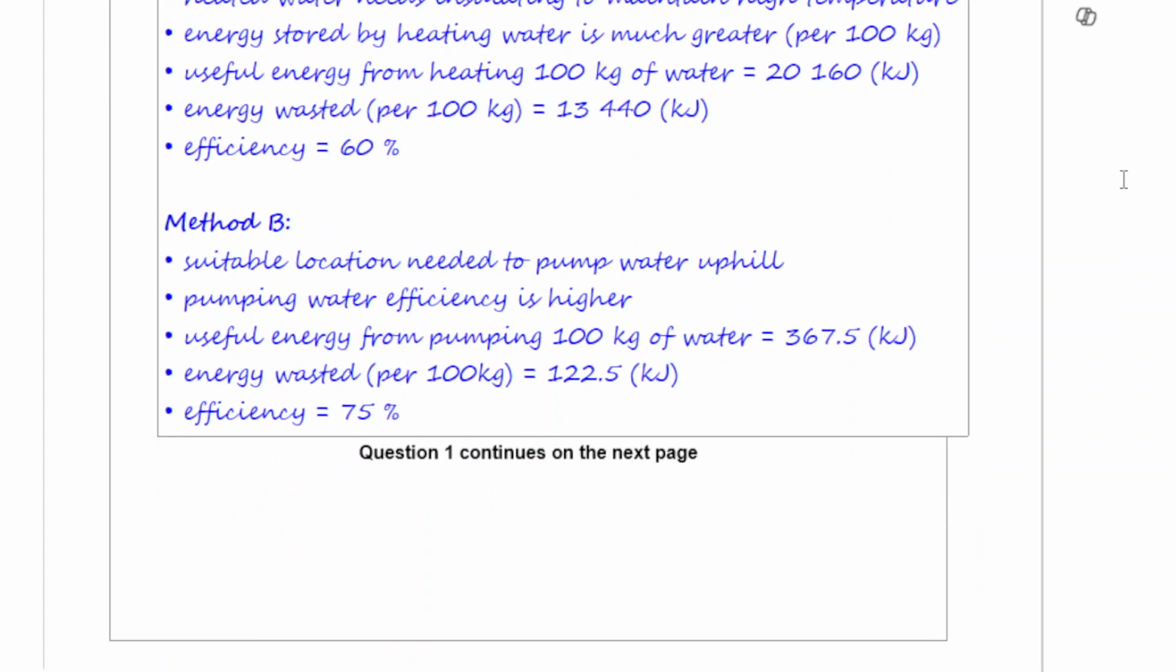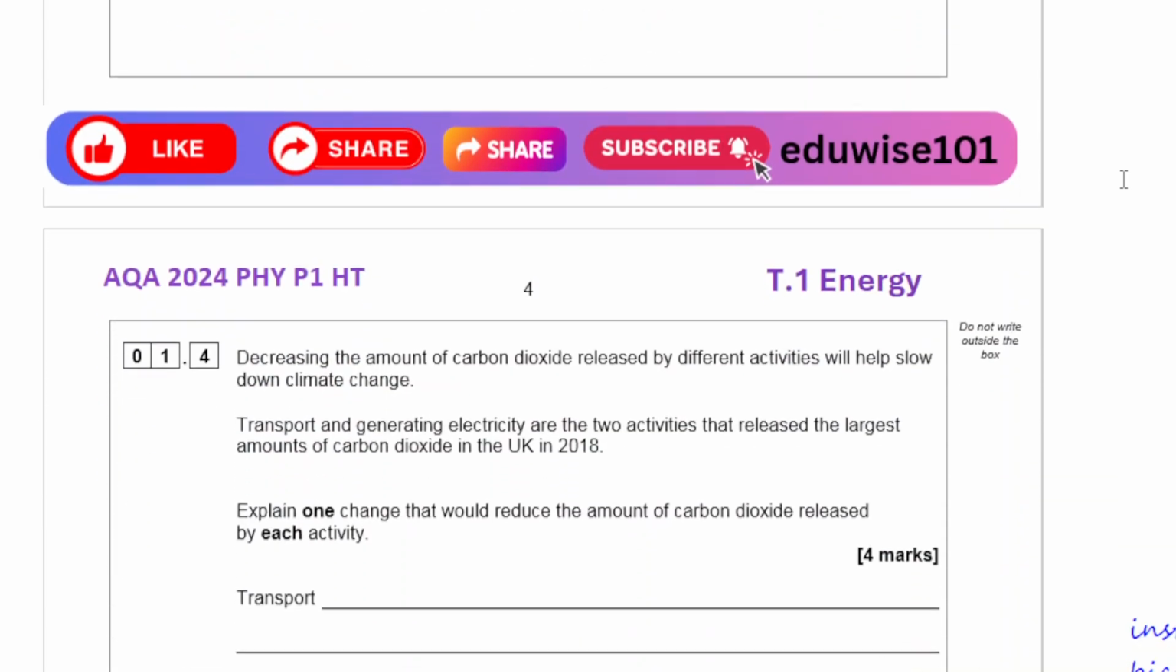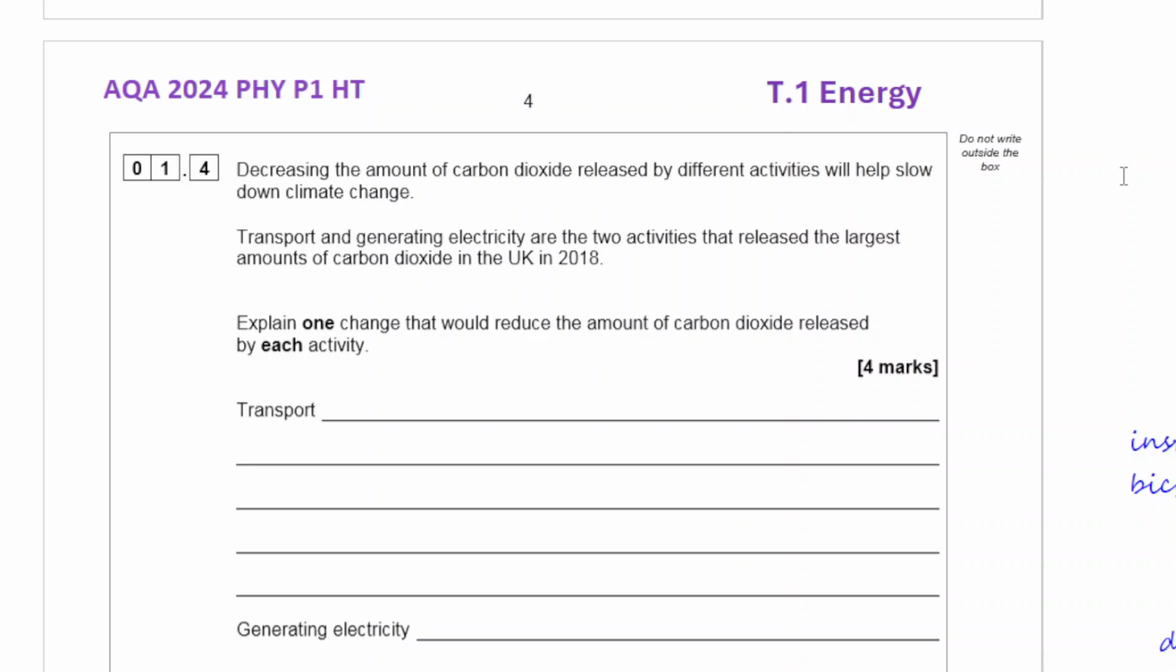Method B, suitable location needed to pump water uphill. Pumping water efficiency is higher. Useful energy from pumping 100 kilogram of water equals 367.5 kilojoules. The wasted energy is 122.5 kilojoules. Efficiency is 75%. Now you're not evaluating it, so you don't have to actually say which is better.